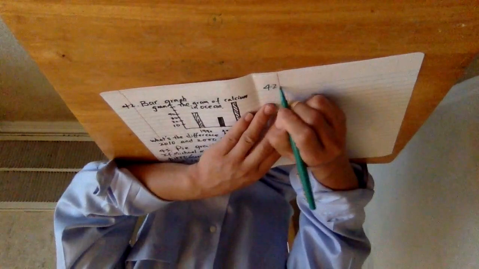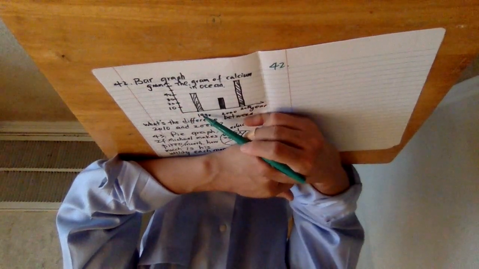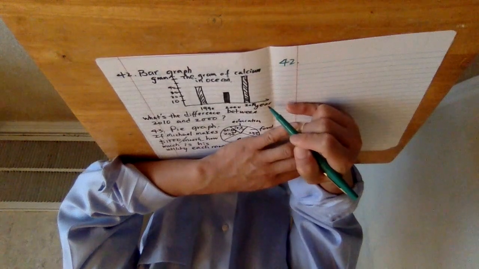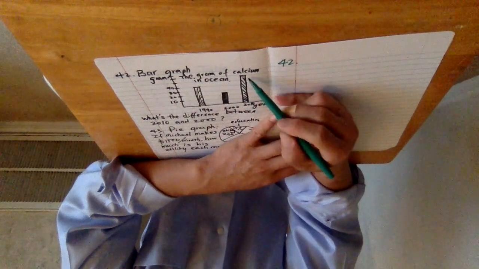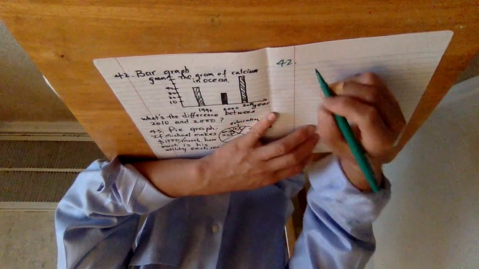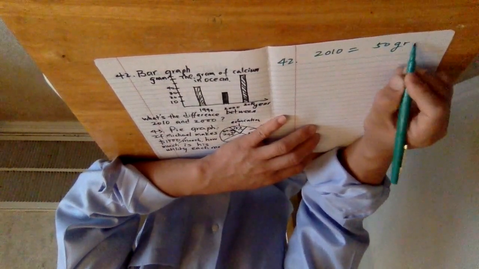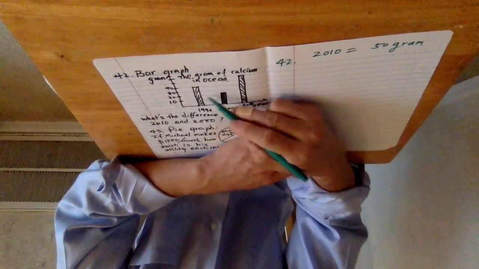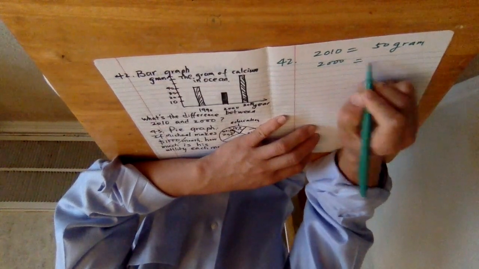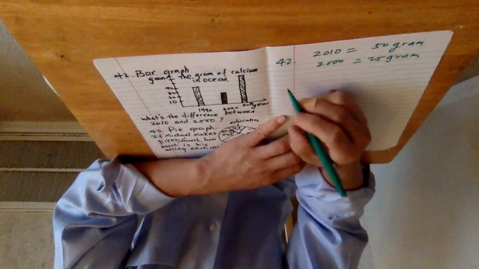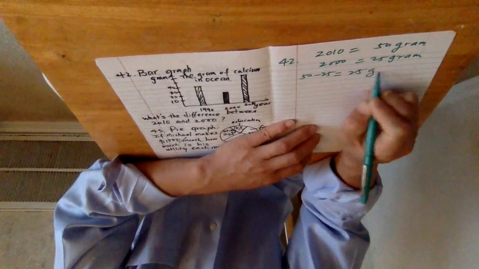Number 42 is a bar graph. We have the gram here. We have 10 gram, 10, 20, 30, 40, and then here we have 1990, 2000, and 2010. What's the difference between 2010 and 2000? Here you can look at 2010 as 50 gram. Then 2000 here is halfway between 20 and 30, which will be 25. Now what's the difference? It will be 50 minus 25 equals 25 grams.